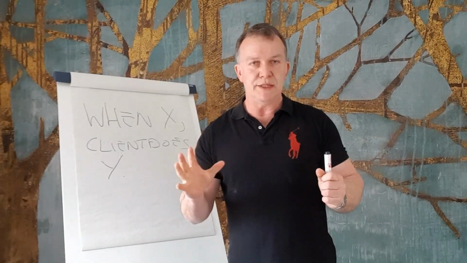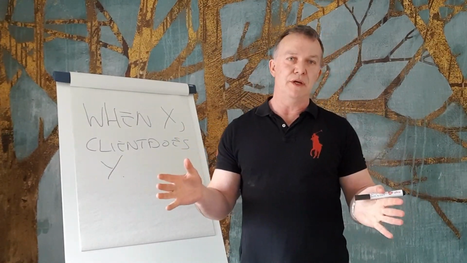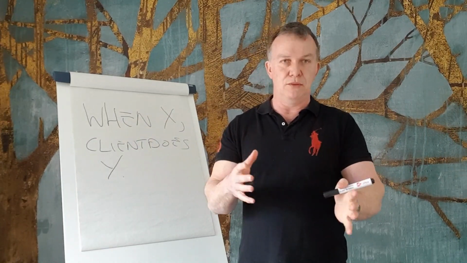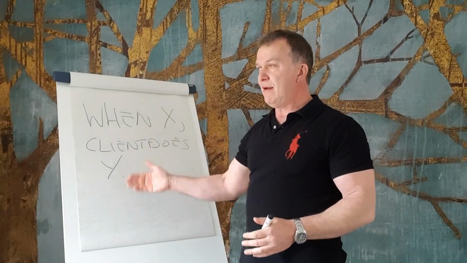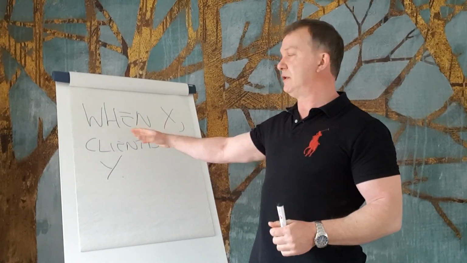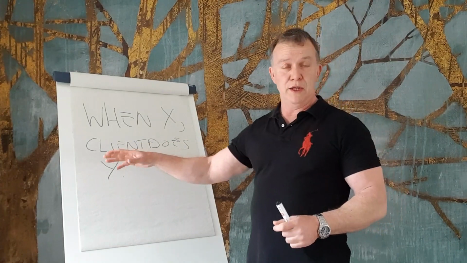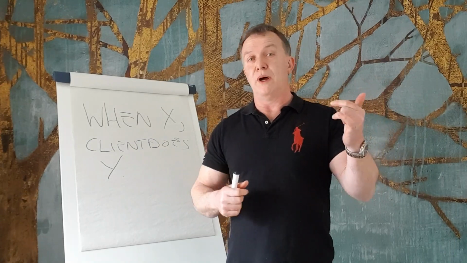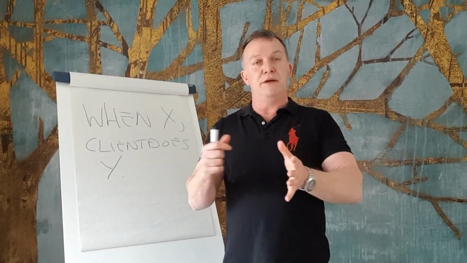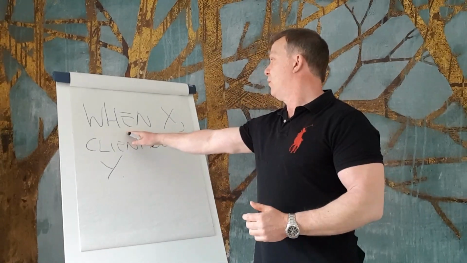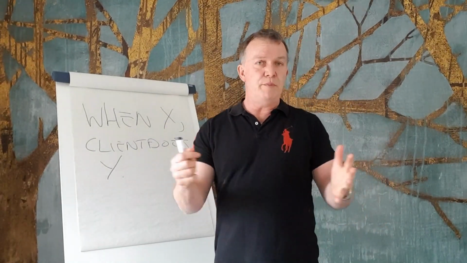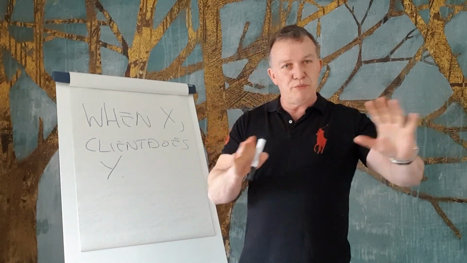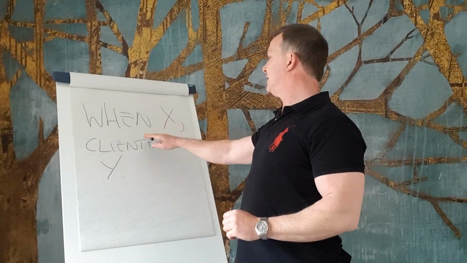One of the things about NLP is that Bandler was a mathematician, so he looked at lots of the problems that were out there and reduced them into a mathematical framework. And pretty much every problem that comes into your office is going to be some version of when X client does Y. So for example, a client might come in and say, whenever I talk to my boss or my father, my husband, I feel like... So when X client does Y. A phobia, for example: when I see a spider, I feel... So pretty much everything is a version of when X client does Y.